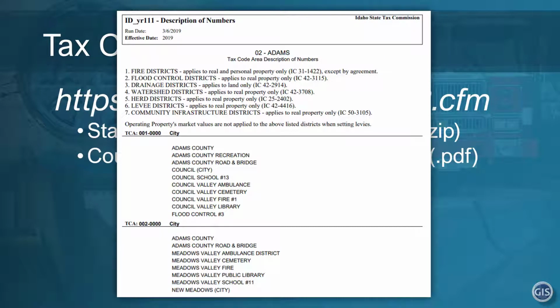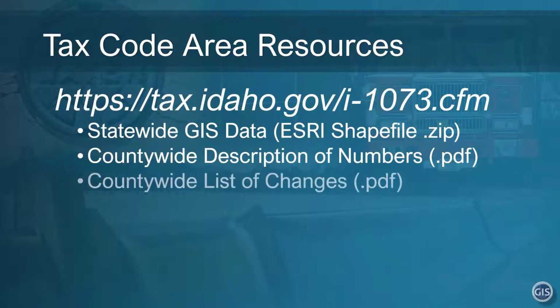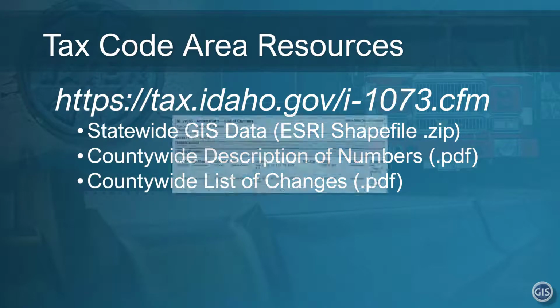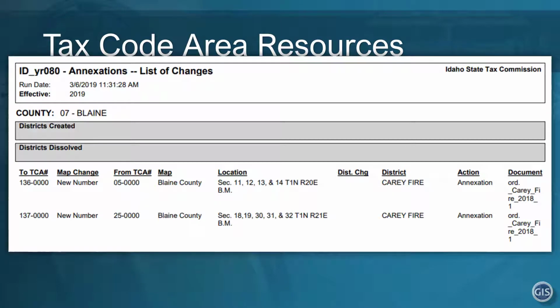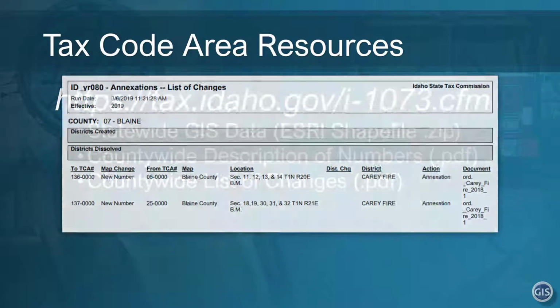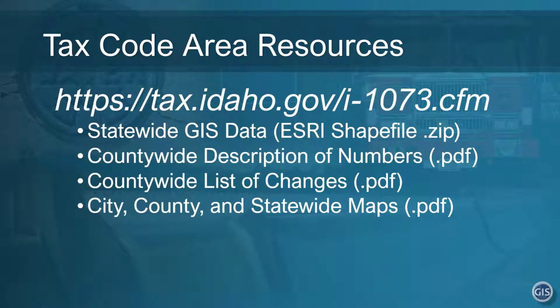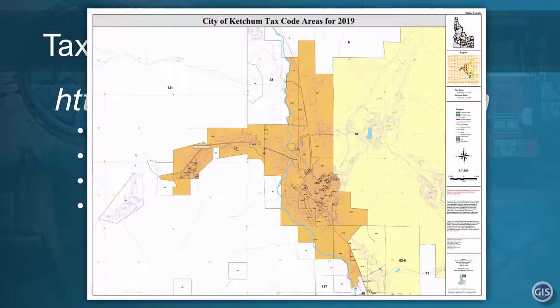The description of numbers detail the district makeup of each tax code area within a county. County-wide list of changes. The list of changes show all changes that have taken place in a given year and detail the aspects of the boundary change. City, county, and statewide maps. Here is an example of a map for the City of Ketchum.